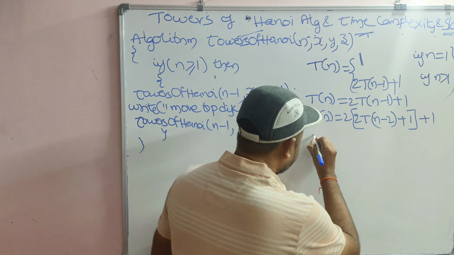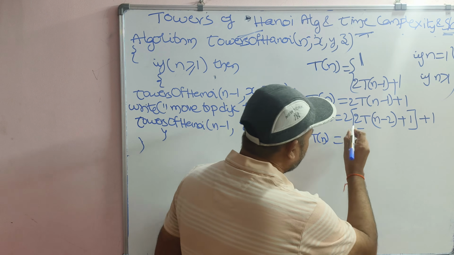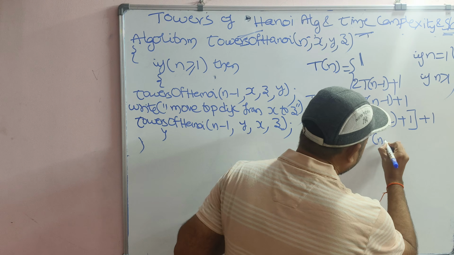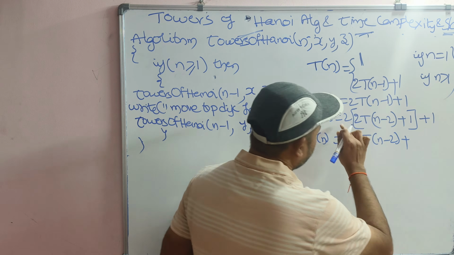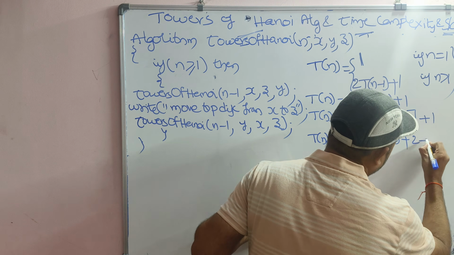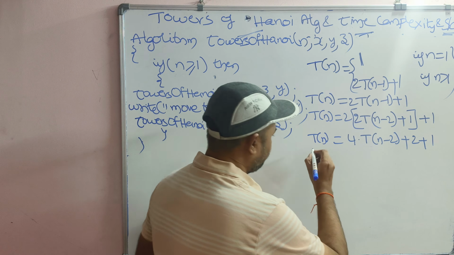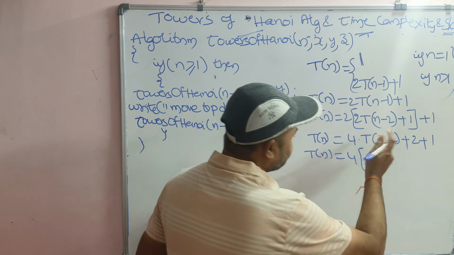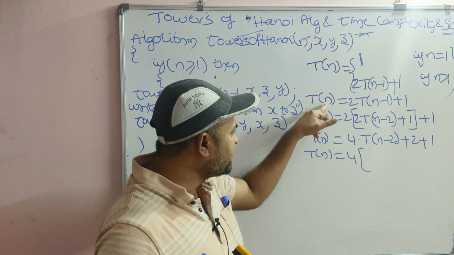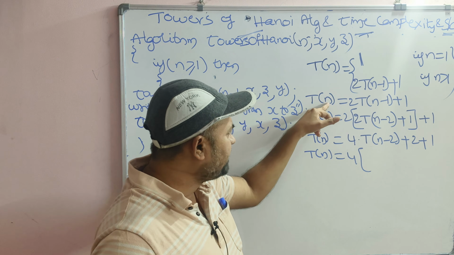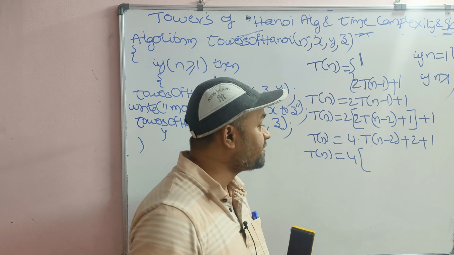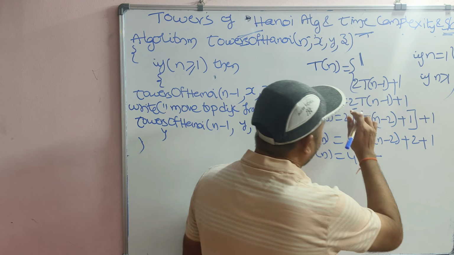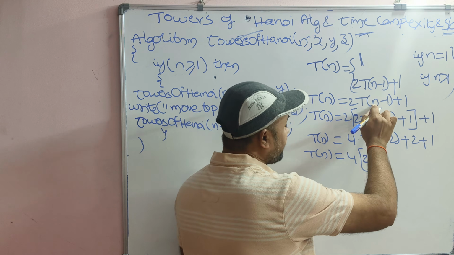Next, T of n equals 2 into 2 means 4, so 4 into T of n minus 2 plus 2 into 1 means 2, plus we have 1. Next, T of n equals 4 into, what is T of n minus 2? In place of this n, substitute n minus 2. Then we will get 2T of, in place of n substitute n minus 2.